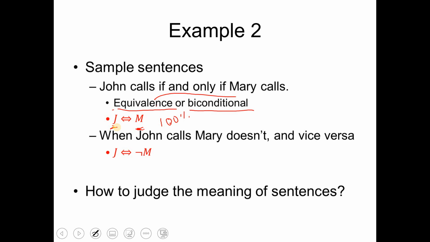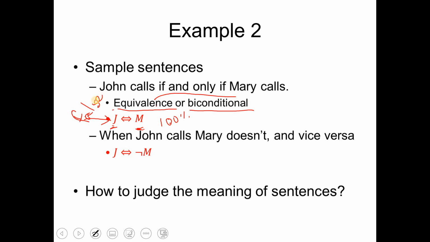Either both of them will call or both of them will not call. It cannot happen then that only Mary calls, John does not call, or only John calls, Mary does not call. That is not allowed. It is not possible for this operator. So if it is happening that Mary calls and John does not call, then at least for this sentence it is wrong. It's false. In that case, this sentence will be false.